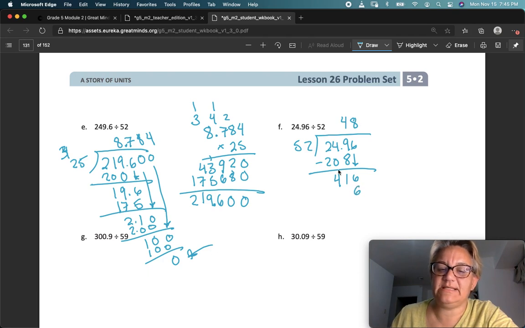8 times 2 is 16, carry the 1. 8 times 5 is 40, plus 1 is 41. And there's my 0.